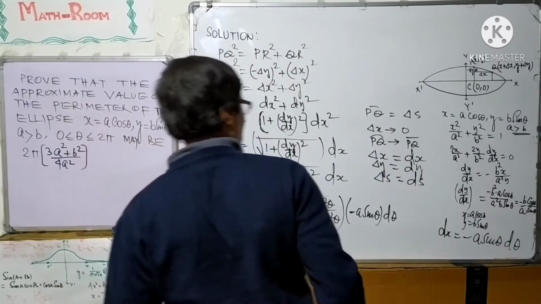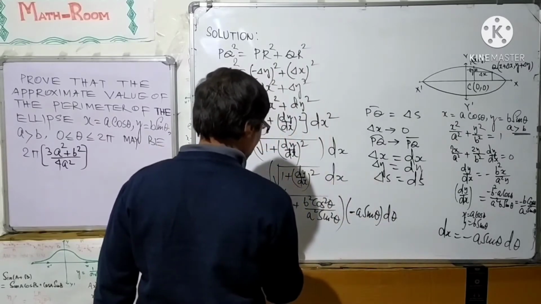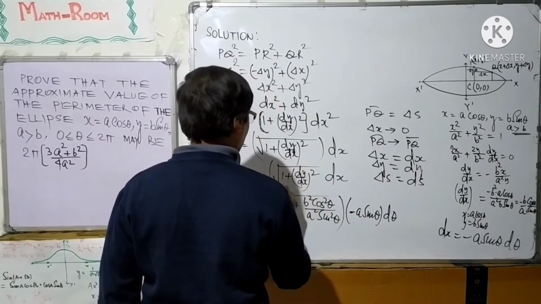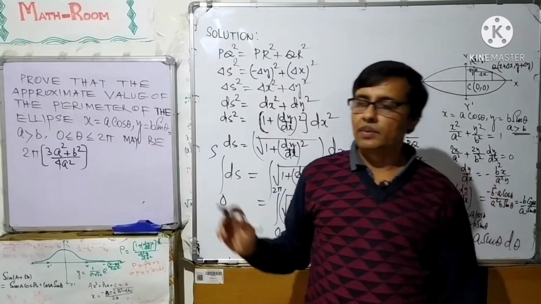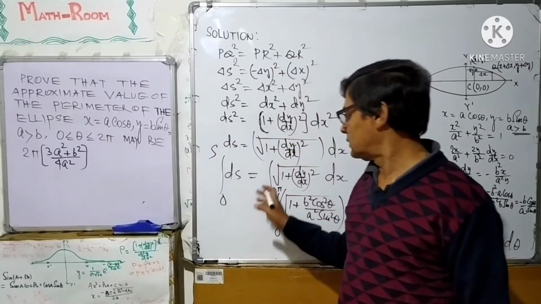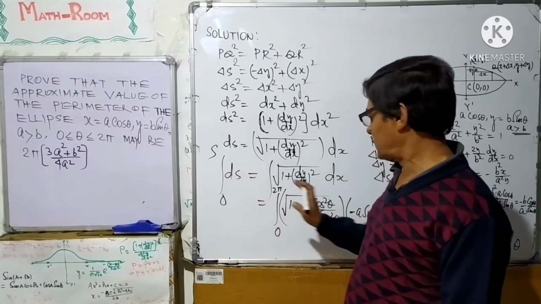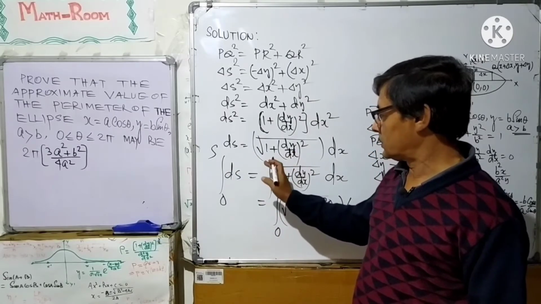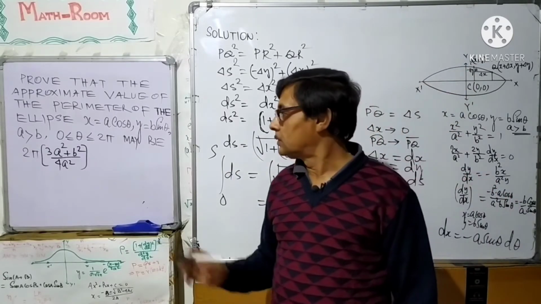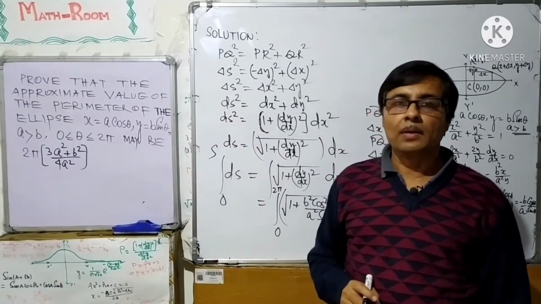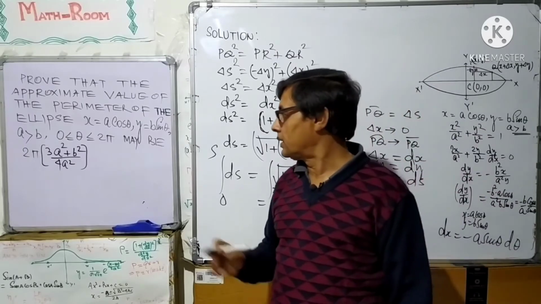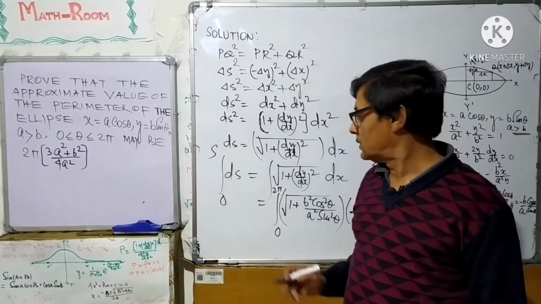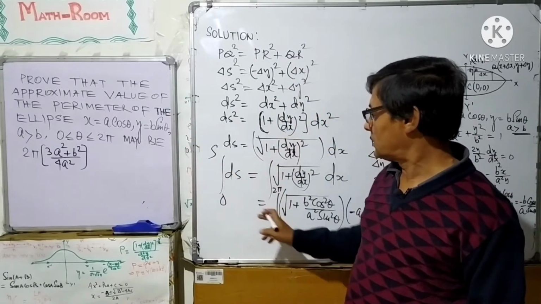Also we can take the limits of theta: the lower limit is 0 and the upper limit is 2 pi. This is the lower limit and upper limit of theta. So, if we integrate on both sides of this equation, we are able to find the entire value of the perimeter of the ellipse. So, we shall integrate this.